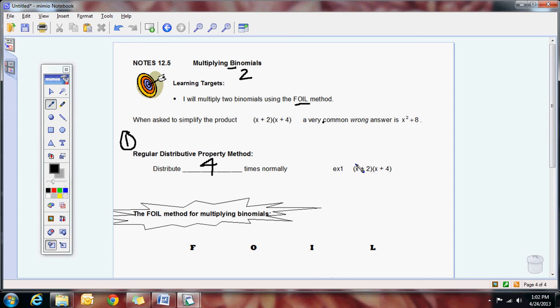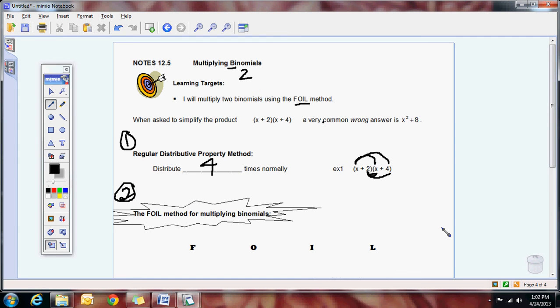So you can multiply x times x and x times 4, and then do the same thing for 2: 2 times x, and then 2 times 4. Now I think that way is kind of boring, but a lot of people like it. If that works for you, then that's what you can do. If you want a little bit of excitement in your life, you can try the second method of multiplying binomials, and that would be the FOIL method.